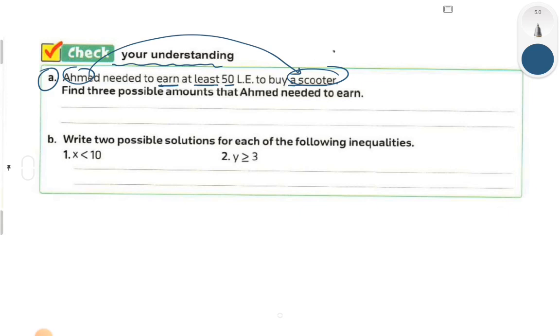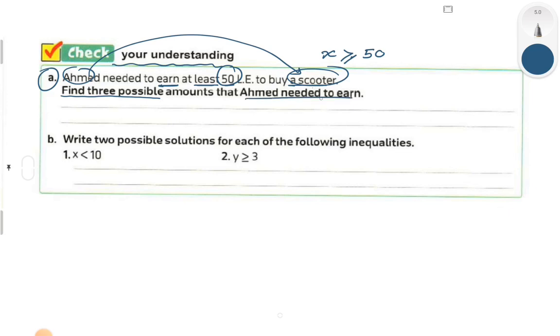So the price of a scooter may be X. So X will start with 50 and more, no less. It's at least 50, so it's maybe 50 or more, so greater than or equal to 50. Okay, now find 3 possible amounts that Ahmed needed to earn.